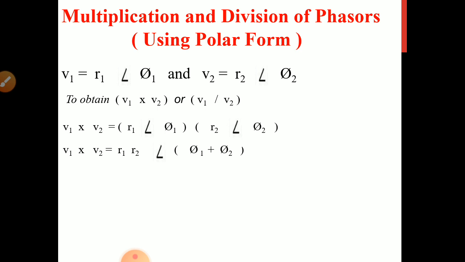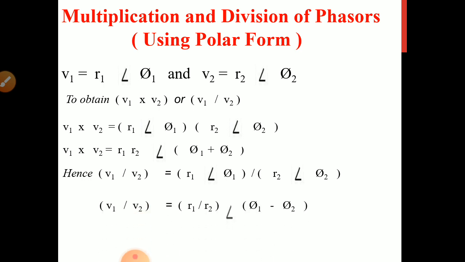Similarly, for the division, just divide the same signals, V1 divided by V2. So R1 angle phi1, the first bracket, will be divided by the second bracket R2 angle phi2. So divide R1 by R2. What about angles? Collect the angles, phi1 minus phi2. Okay, V1 is divided by V2.